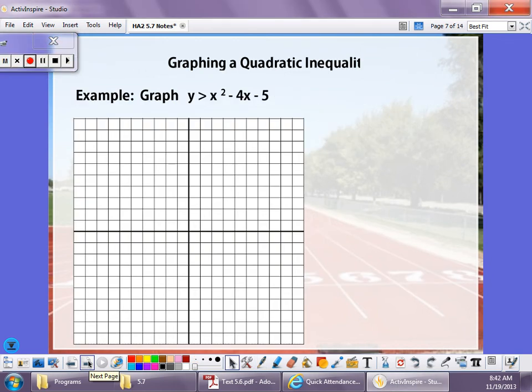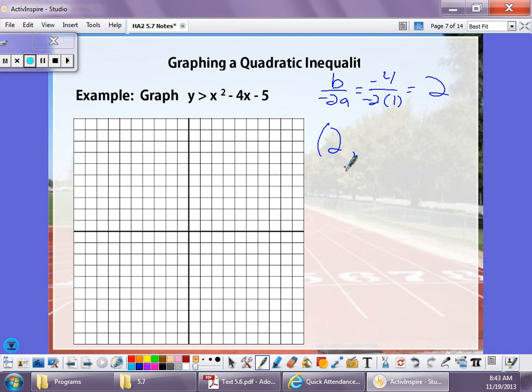All right, so again, the first thing we want to do is just graph it. Okay, notice this is just greater than. It's not greater than or equal to, so it's going to have a dotted line. But again, we're just going to do negative b over 2a to find the x-coordinate of our vertex. So that's going to be negative 4 over negative 2 times 1, which is 2. So the x-coordinate of my vertex is 2.